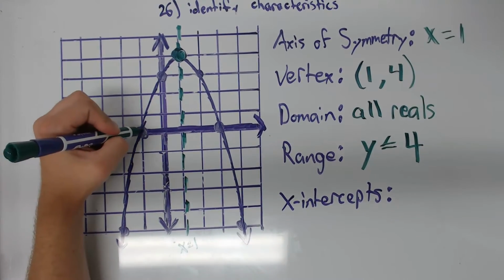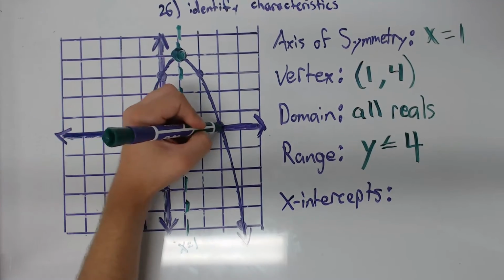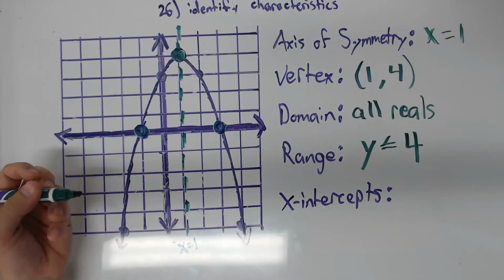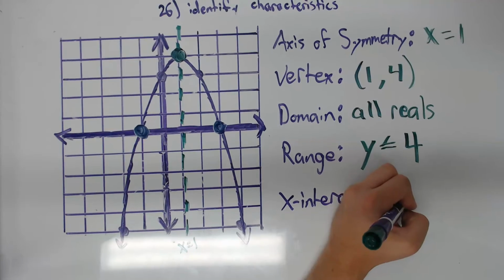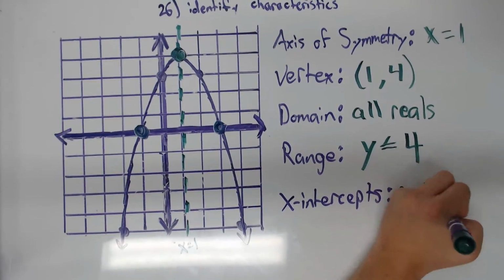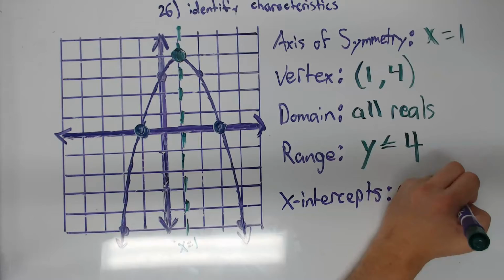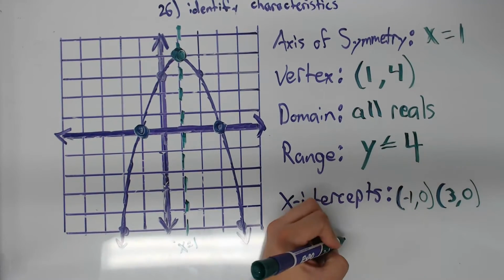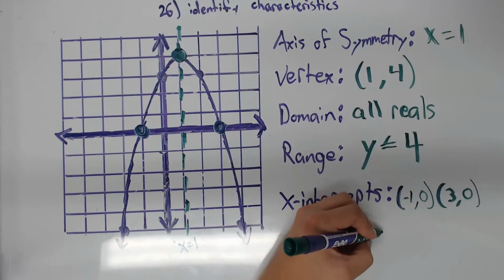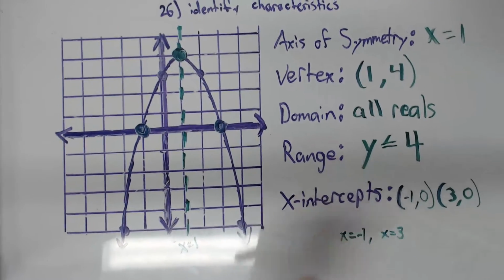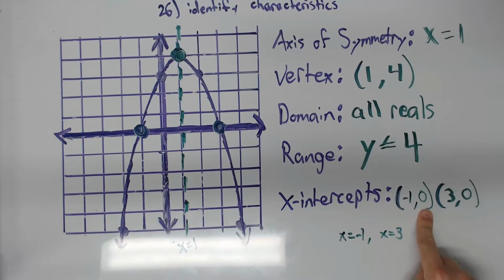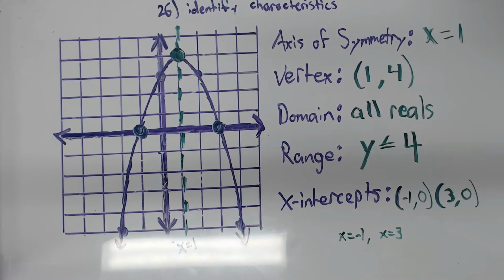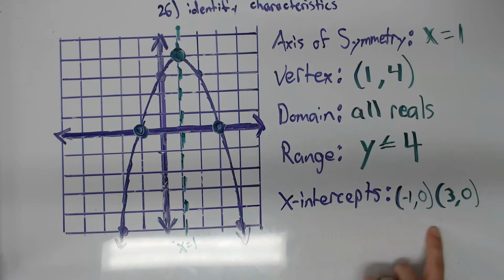And then x-intercepts, those are our solutions where we cross the x-axis. So my x-intercepts are at negative 1, 0 and 3, 0. All right, so my solutions, if I wanted to write solutions, I'd say x equals negative 1 and x equals 3. Okay, x-intercepts are points. Solutions are the actual x equals that we were finding on the last page. But really the same idea for x-intercept and solution.